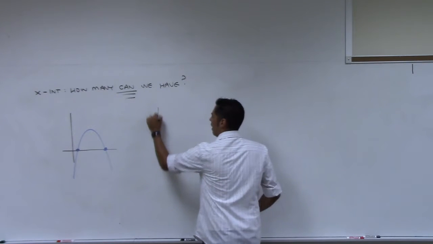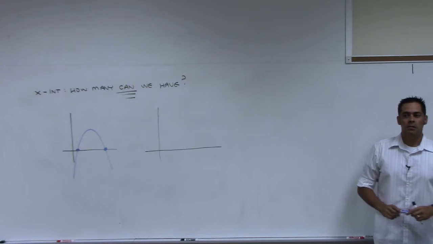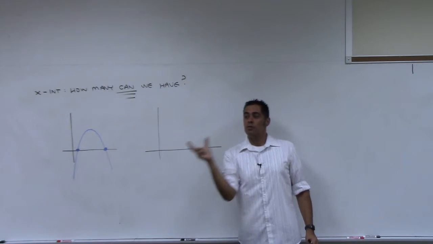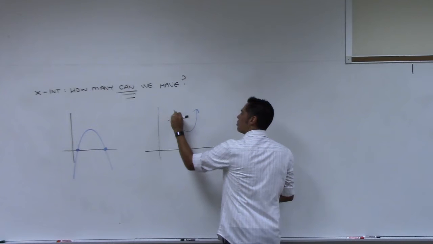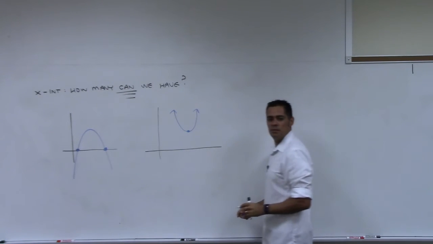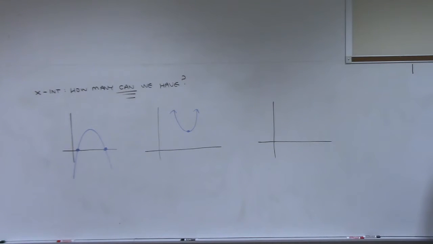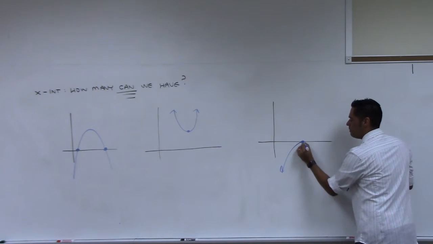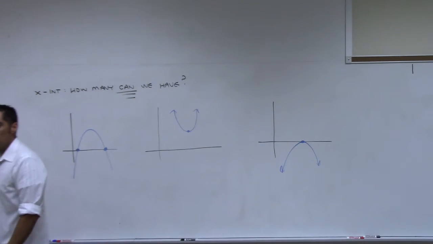You could have what? None? Okay, how could I have none? Let me draw this parabola up. So you want it to be where? Above the x-axis. So you could actually have none. Any other possibilities? Just one. How do you get just one? The vertex is hitting the x-axis. All right. How about like that? I'll make this one go down. Are there any other possibilities? There are no other possibilities.